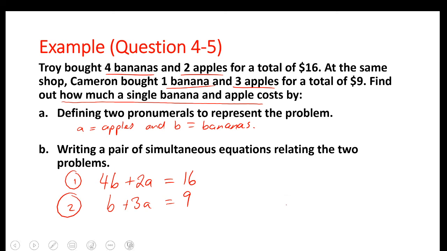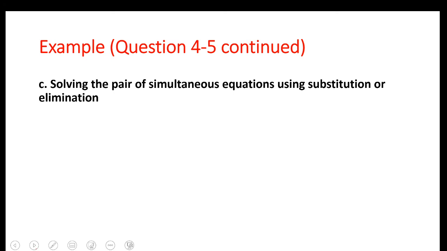Okay, which is awesome. Part C is then to solve them. So looking back over these ones, 4b plus 2a, and that was equal to 16. And my other equation was b plus 3a is equal to 9. Okay, so now the question becomes, how do I solve these simultaneous equations? Now, it looks like an elimination problem, but I can't see any numbers that have the same value.